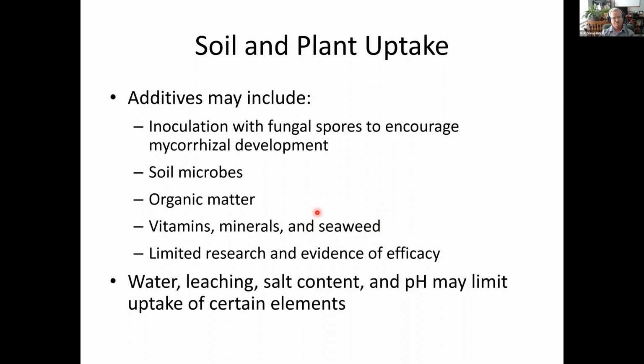Another byproduct of seaweed is that it acts like a surfactant, and it helps to break down the barriers for water absorption in the soil.